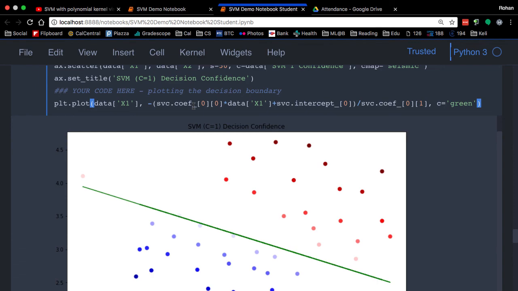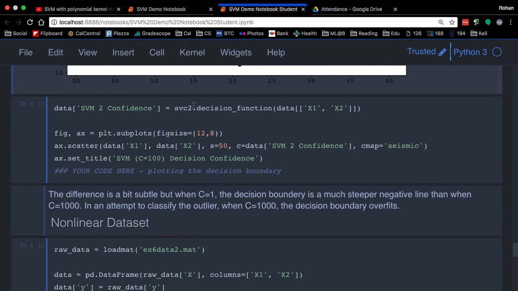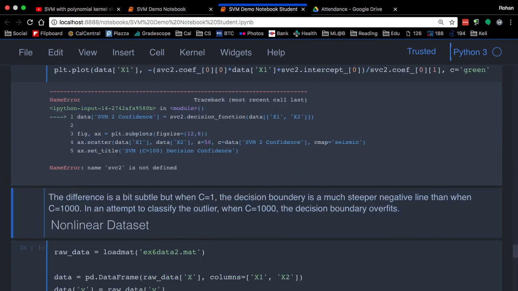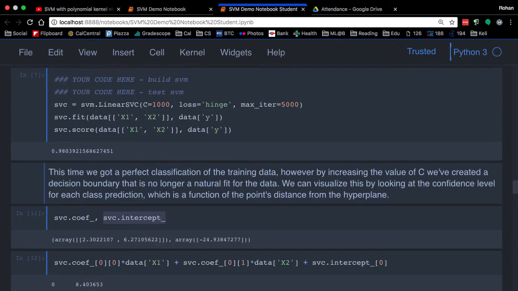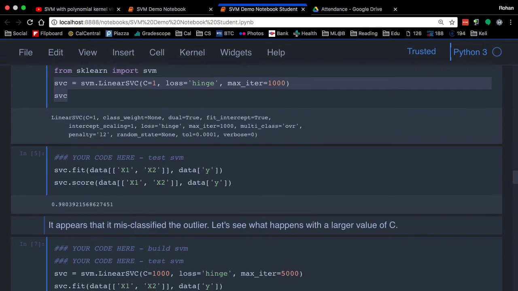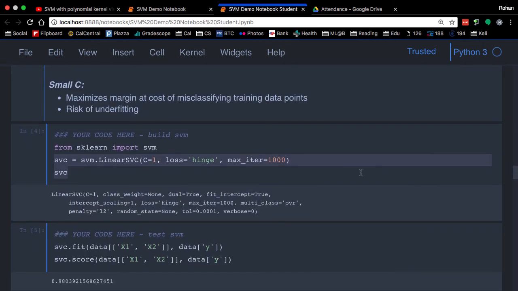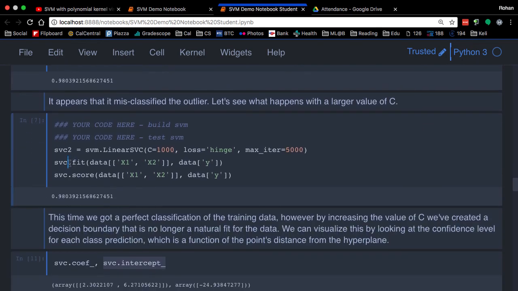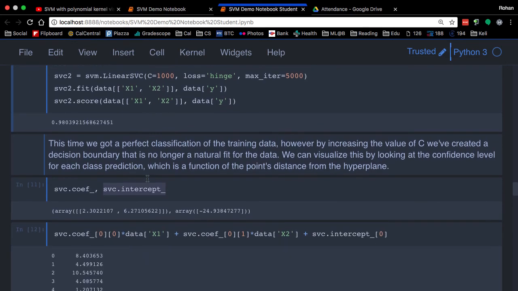Don't worry if you're not totally following along with the code. I'll post the solutions later. Basically, we'll do the same thing for the one below here. We're going to visualize this boundary. So we're going to do SVC2. What was it called? Wait, change these to SVC2.